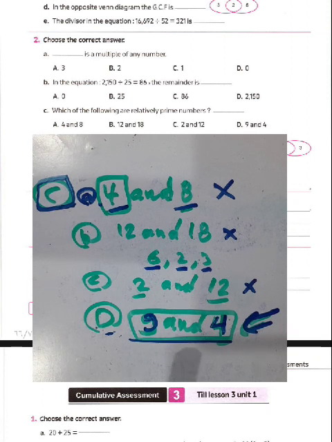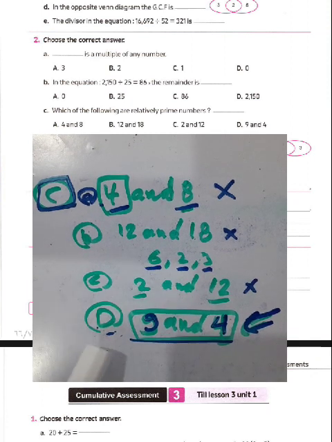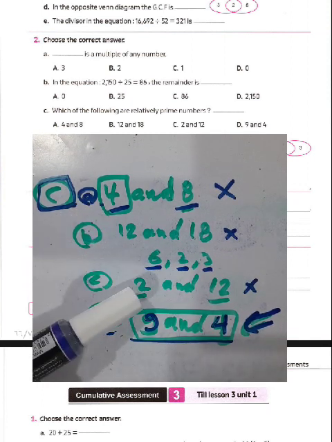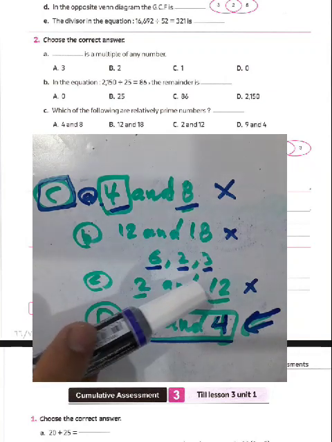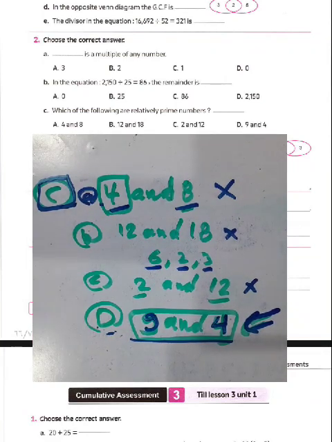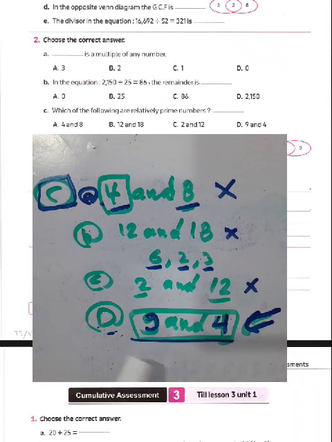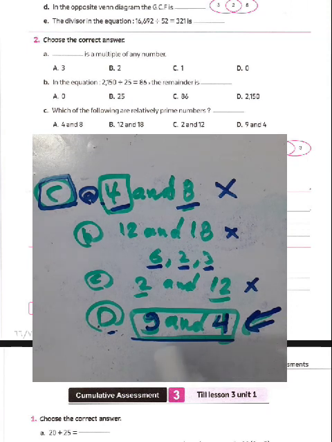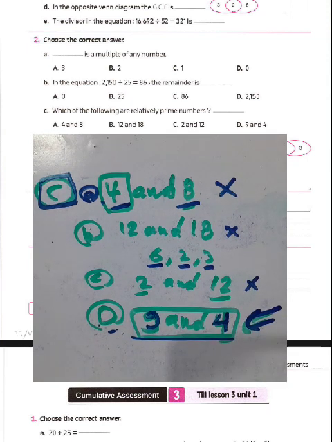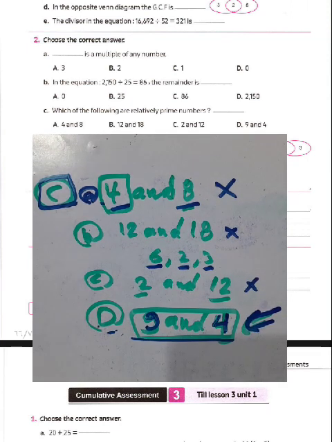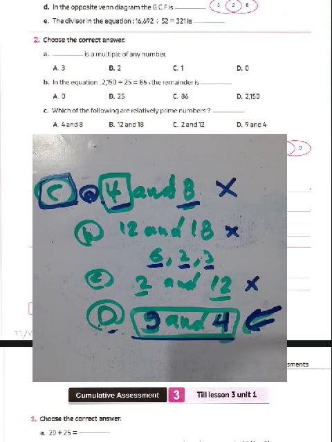Here, 4 and 12 and 2, 8 and 18 and 12, these are even numbers. All numbers here can be divided by 2. But in this example, we want to find two numbers that can be divided by 1 only. 9 and 4 can be divided by 1 only. Understood? About this question letter C, you must choose letter D.